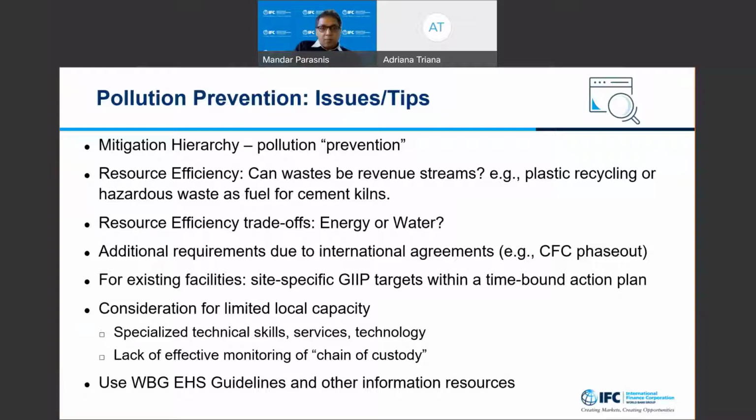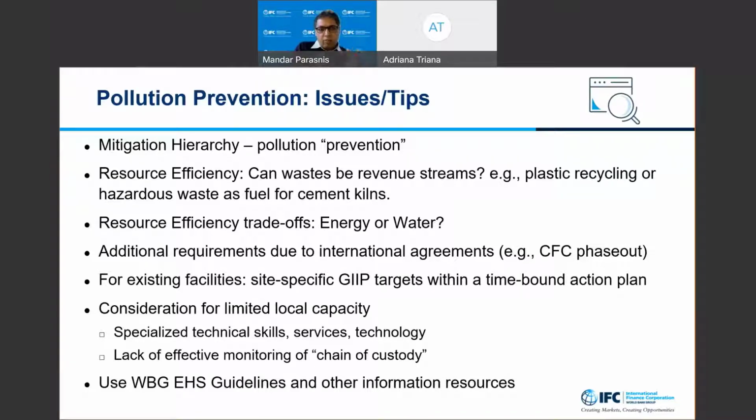As we have been talking about, we see that in addition to the local requirements, in addition to specific PS3 requirements, clients also have to look at these additional international agreements, CFC phase out, Montreal Protocol, WHO, and so on, and that also can become a challenge.